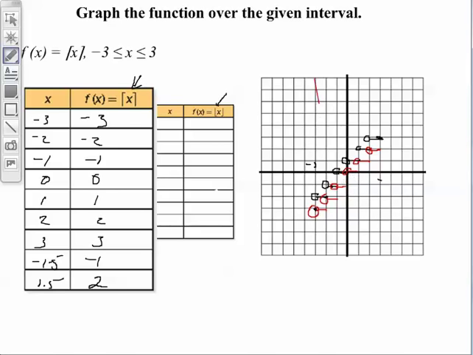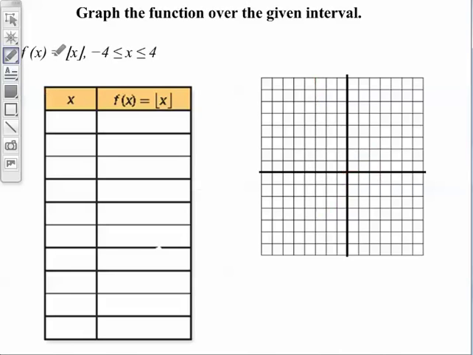Okay. So let's move on. Looking at this one, this is a floor one. That means at -4, there's going to be a point. 1, 2, 3, 4. 1, 2, 3, 4. Right there. One solid point. At -3, there'll be a point with a circle coming back this way. Open circle.